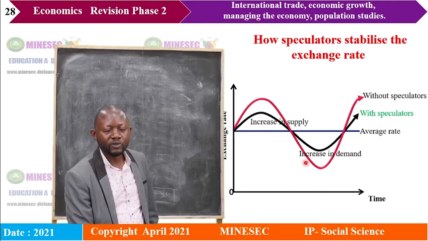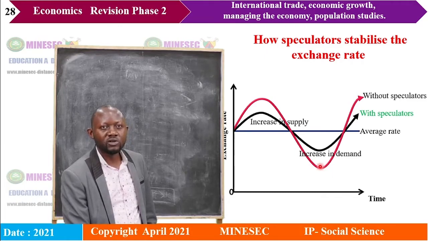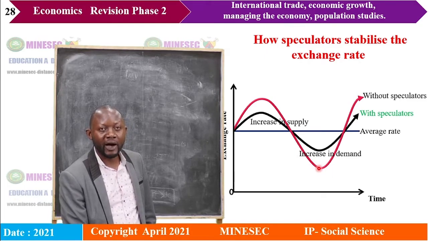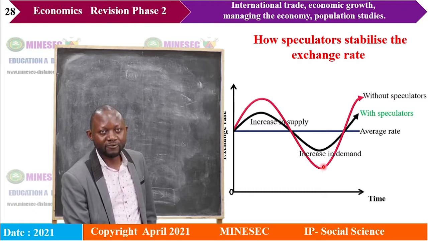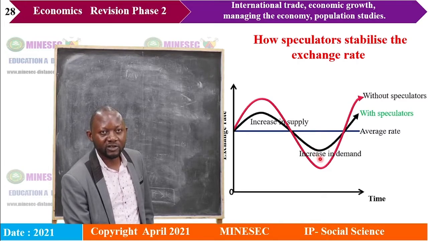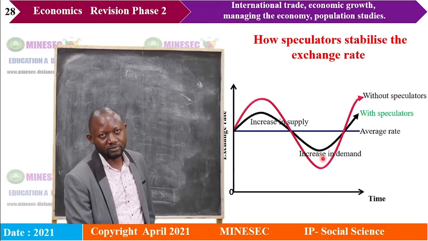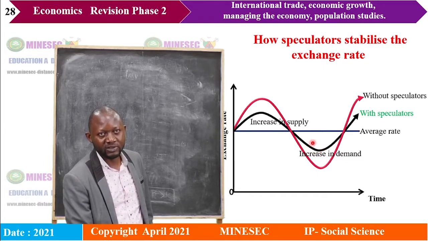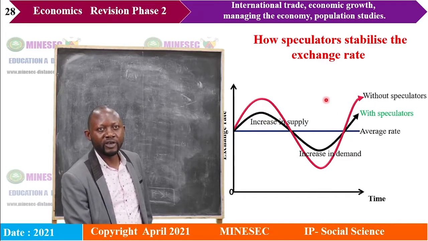On the other hand, when the exchange rate is very low, speculators will enter in order to buy the currency. They will enter to buy the currency so as to sell in the future and make some profit. When they are buying the currency, there's an increase in demand. They are forcing the demand of the currency to increase. And when the demand of the currency increases, it makes the price of the currency, or the exchange rate, not fall as low as it would have fallen, thanks to the activities of speculators. So their intervention tries to reduce the amplitude of fluctuation in the exchange rate.